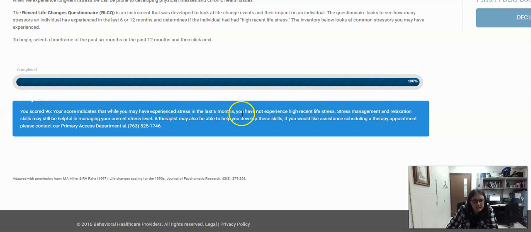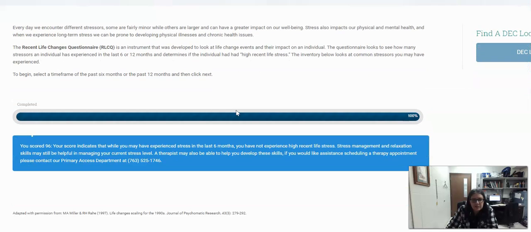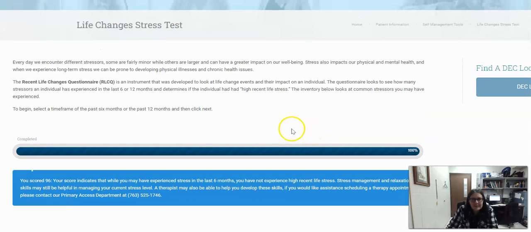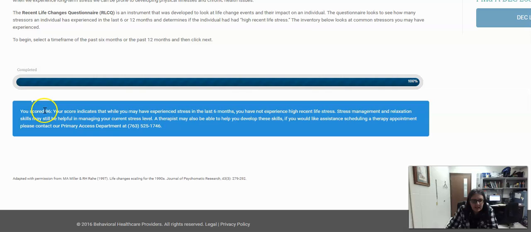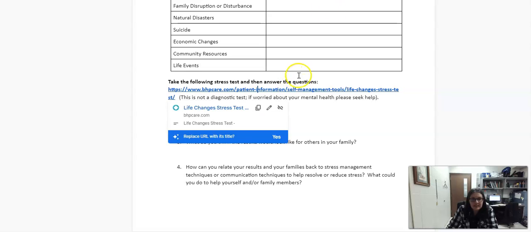It indicates that while you may experience stress in the last 6 months, you have not experienced high recent life stress. A divorce in the last 6 months would absolutely be huge. That and a death of a family member are the biggest things, and huge high stress. So to me, some of these scores are going to be accurate and some are not. It's been like 3 years since I got a divorce, so it's not like it would apply now, but if that was the only thing I checked for my divorce, I would definitely put that in.